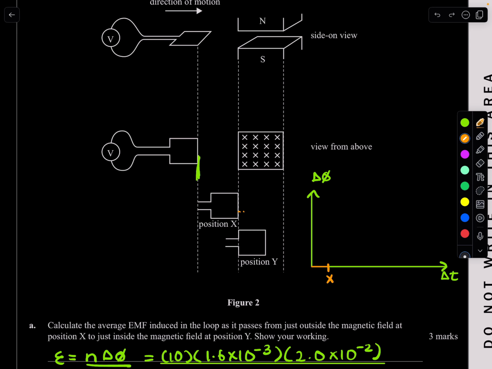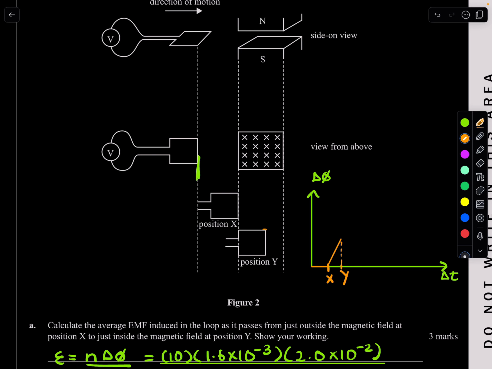This flux is going to be increasing because as we go, more and more of the field lines are passing, until you hit Y, where the full loop is filled with magnetic field lines. So it's going to be increasing at a nice steady rate until it hits position Y, which is over here. Now the loop is filled with magnetic field lines, so that change in flux is not going to change anymore.